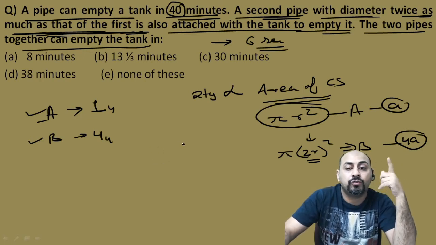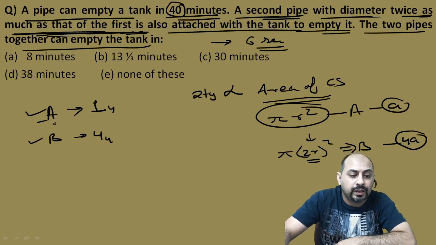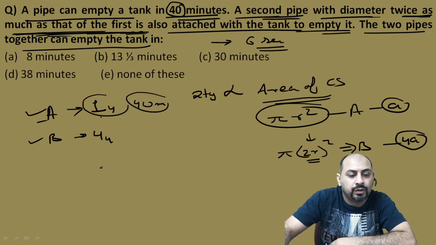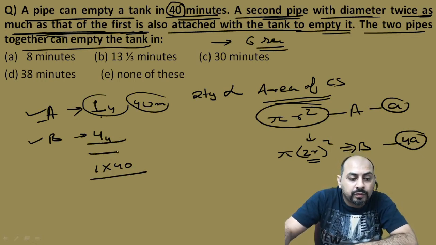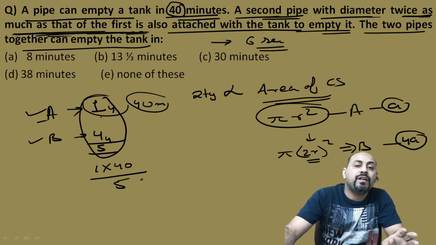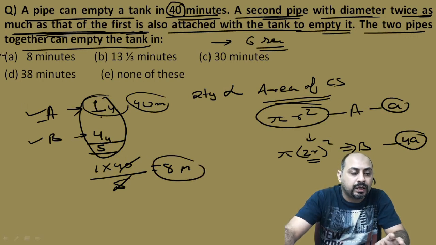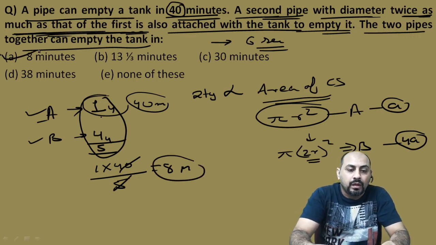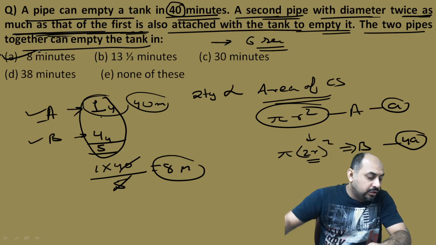This is where the majority of you make a mistake, right? It has to depend on the area of the cross section. So if A is putting in 1 unit, and for how many? 40 minutes. So 1 into 40 is what we can consider as the total volume of the tank. But if both of them work together, the output will be combined, and 1 plus 4 is 5. So we can empty the same tank at the rate of 5 units. So 40 by 5 will give me 8 minutes, and 8 minutes, option number A happens to be the correct answer. Right, so this is how we can solve such questions.